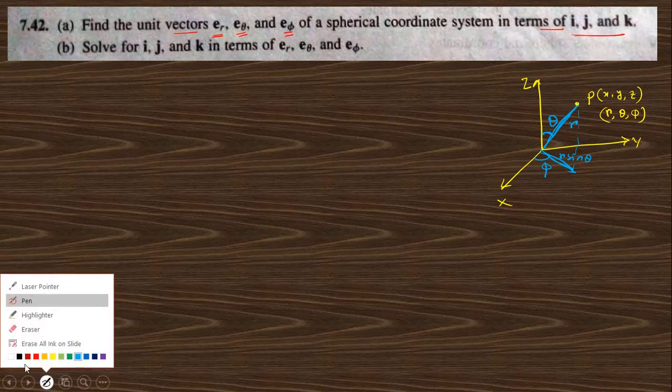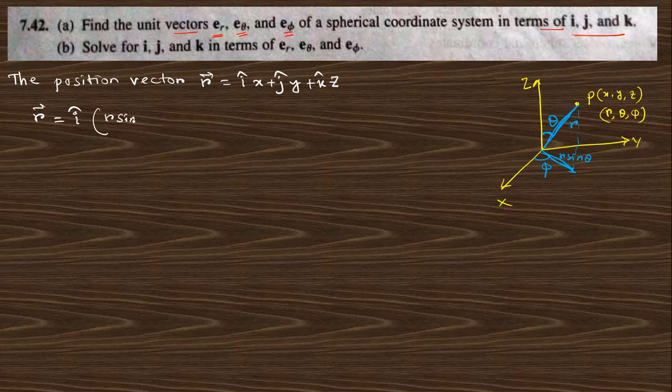So the position vector r can be written in Cartesian coordinates as i cap x plus j cap y plus k cap z. Here x is r sin theta cos phi, so i cap r sin theta cos phi, plus j cap y, where y is r sin theta sin phi.